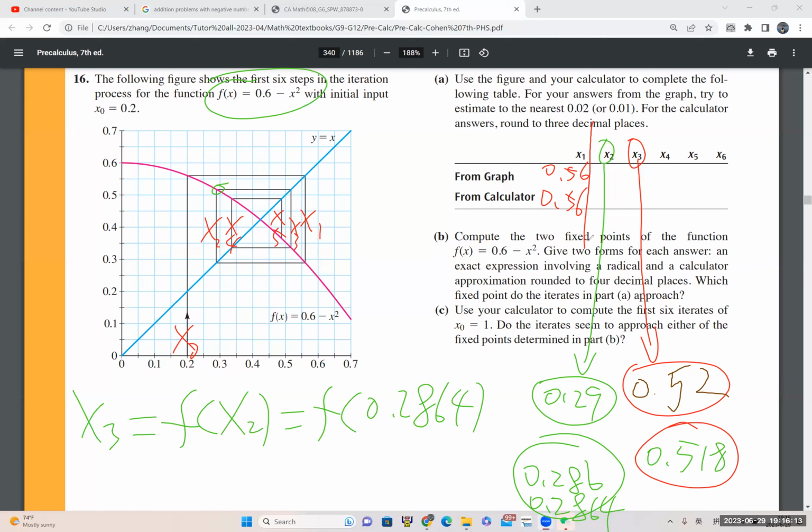Now let's say compute the two fixed points of the function. Give two forms for each answer: an exact expression involving radicals and a calculator answer rounded to 4 places. Which fixed point do the iterates in part A approach? Two fixed points.